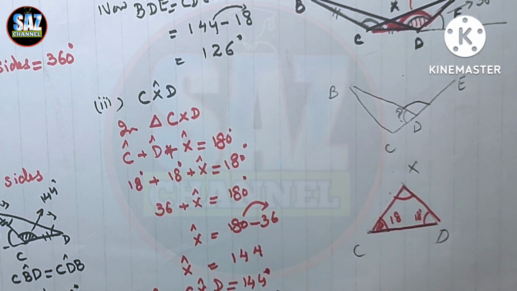I hope, students, you are really clear how we are making use of the exterior angle in finding the number of sides, and how we are making use of the relationship between interior and exterior angles.